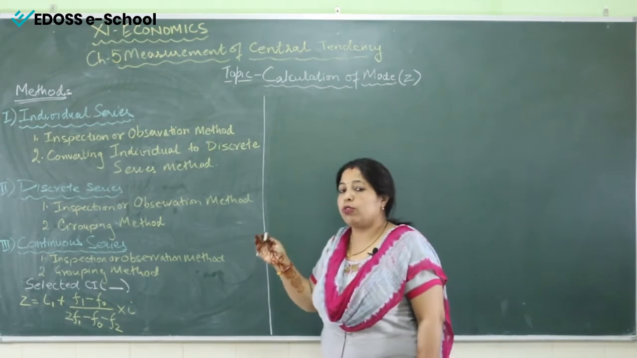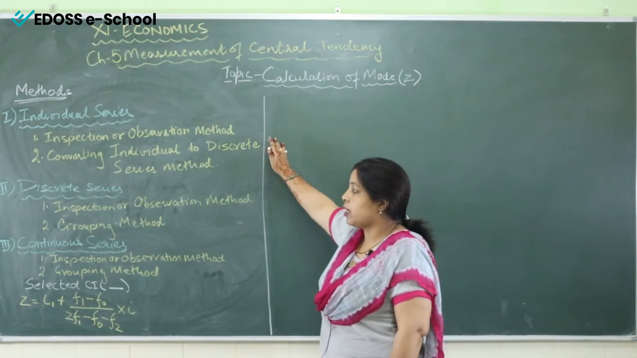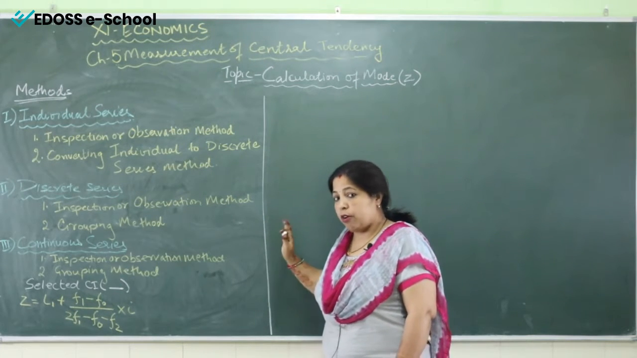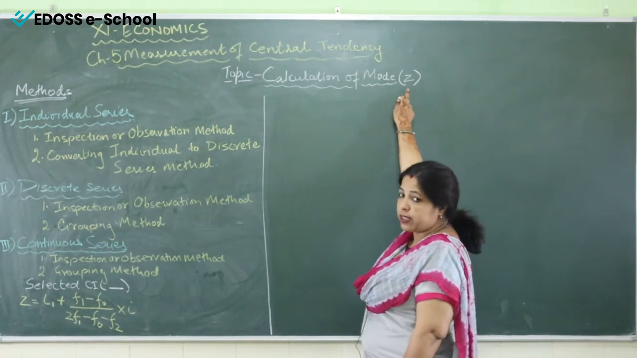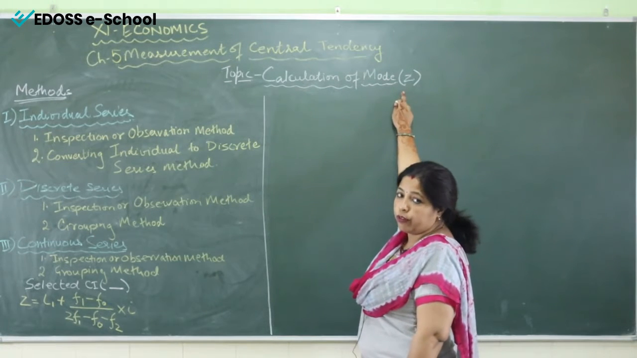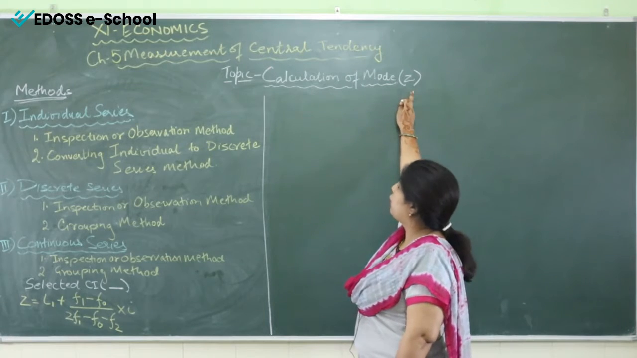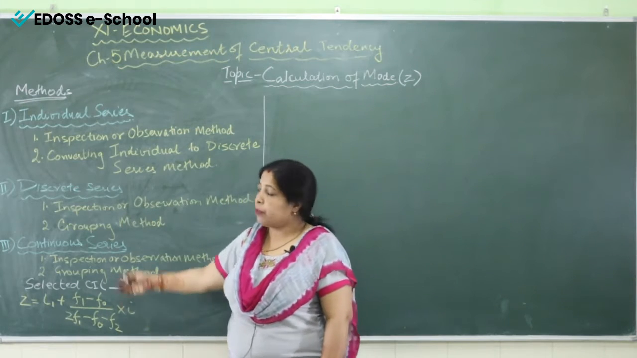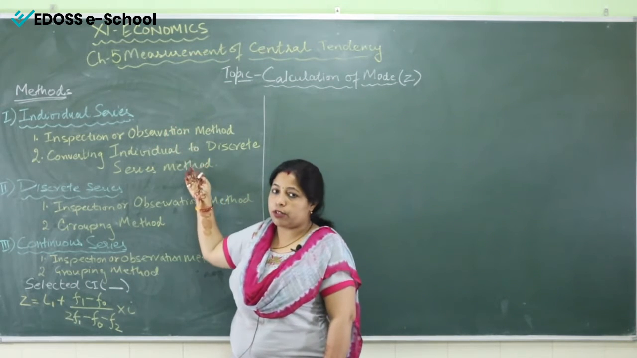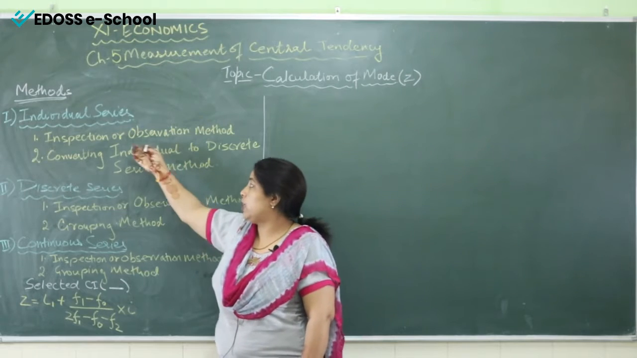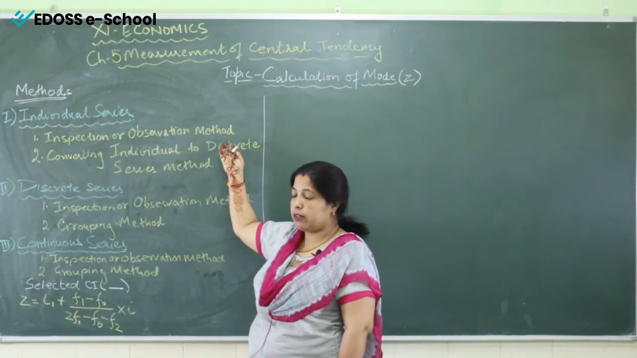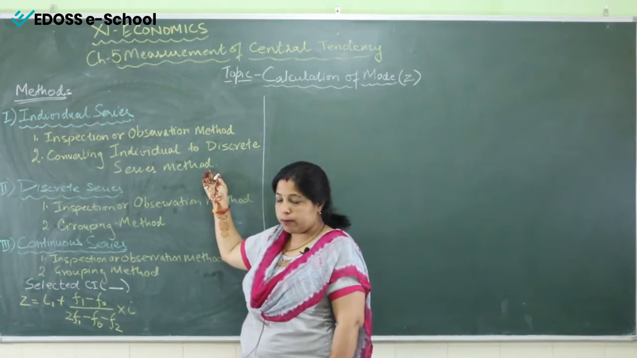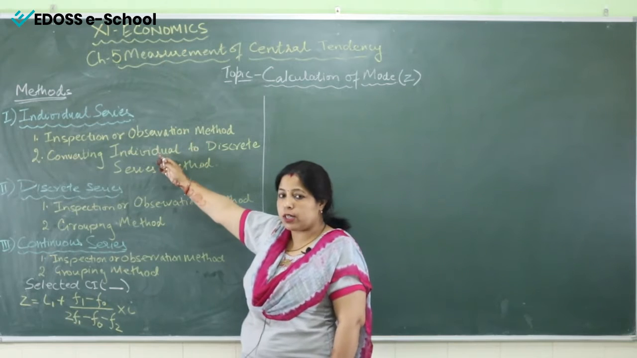So we are going to find out that value in all the three series, the individual series, the discrete series and the continuous series. Now mode is written by the alphabet Z. This is the abbreviation used for the concept of mode. Now to calculate mode we have the following methods. In individual series we have two methods to calculate mode. First, the inspection or the observation method. Second, converting individual to discrete series method.